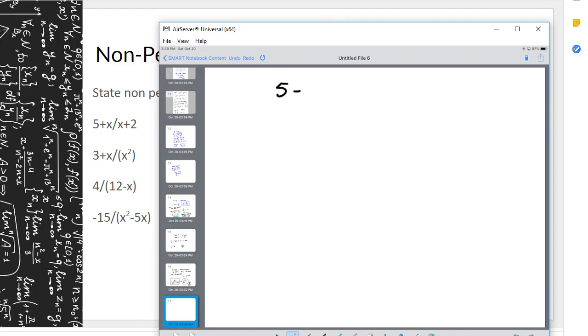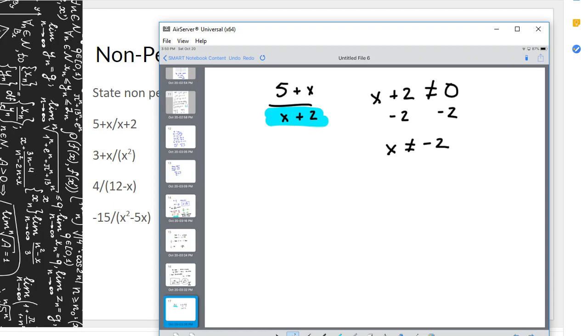Alright, so 5 plus x over x plus 2. All we need to do is realize that the denominator cannot equal 0. So x plus 2 cannot equal 0. So what I do is I just write the equal sign with a cross out of it, meaning cannot equal. Then I isolate x by subtracting 2 from both sides. So x cannot equal negative 2.